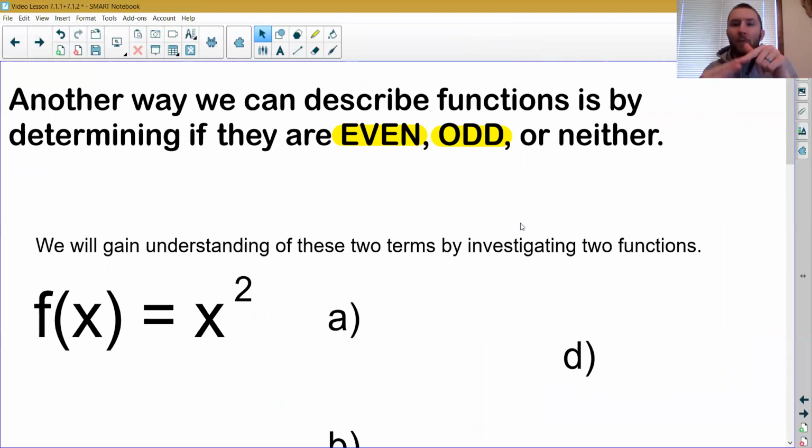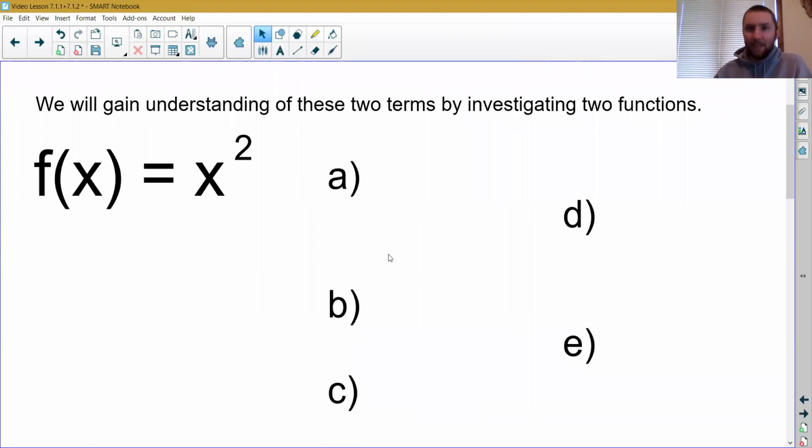Okay, but even and odd are very special, specific cases where functions can be described a little bit more fully by saying they're even or they're odd. So we're going to gain understanding of these two ideas, even functions and odd functions, by investigating a function for each, okay? So we're going to start with f of x equals x squared, y equals x squared. The graph of this function, of course, is a parabola. It looks something like this.